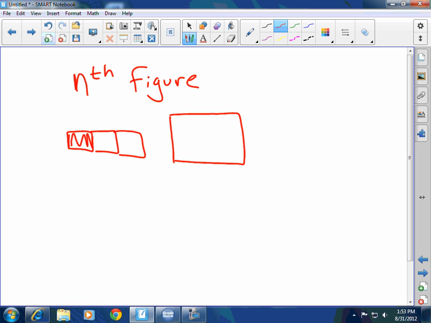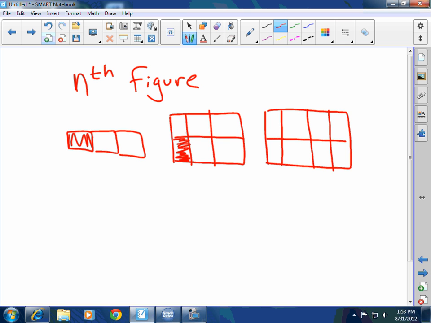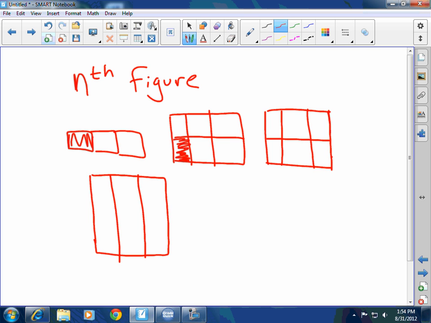Then they went here. Then went here. Okay, and then they had this colored in here. All right.